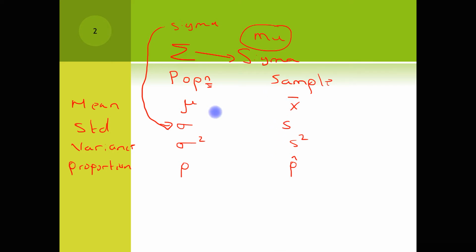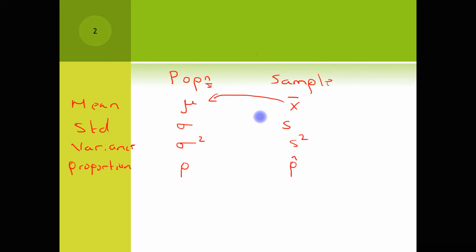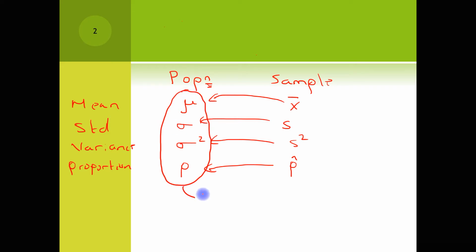Now, what is the idea behind what I'm doing here? The idea is to use these measures in view of estimating these population measures. And these measures, we refer to them as parameters. Whereas these measures, we refer to them as statistics.